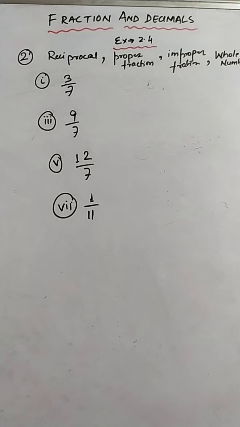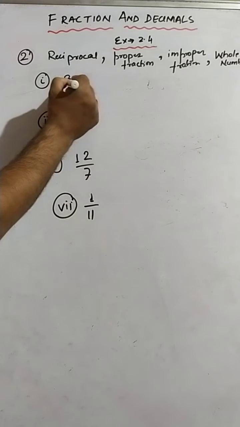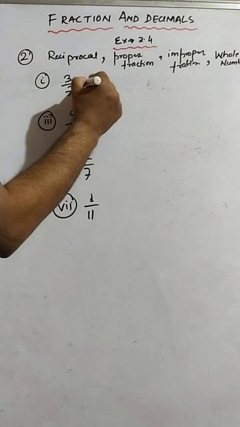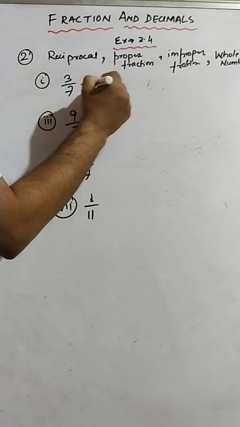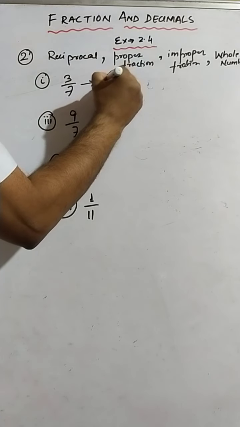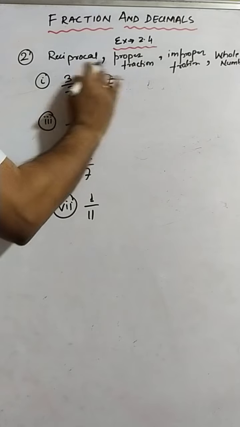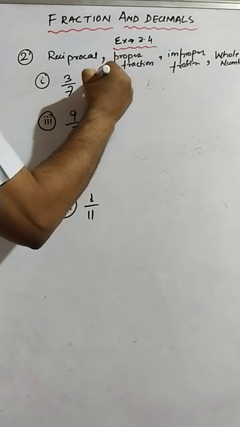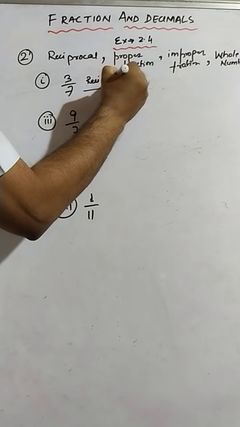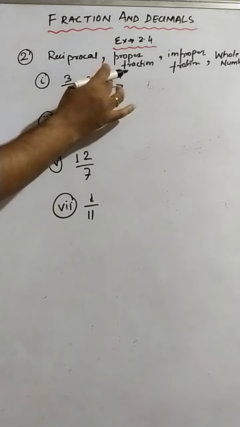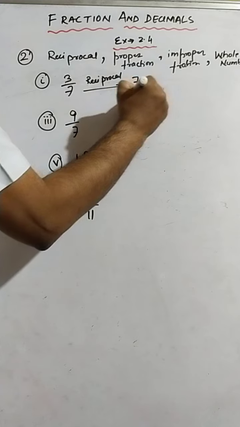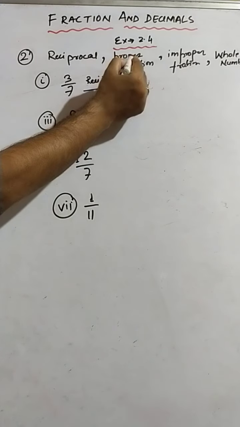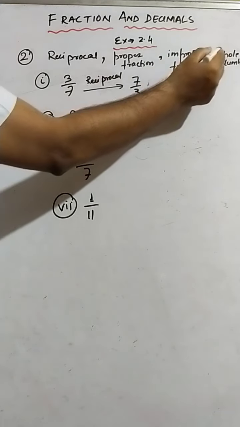This is a simple thing that you have to do. Fine. So if I solve this one, 3 by 7, the reciprocal of this one is what? The reciprocal would be 7 by 3, isn't it? So you will write not like this, we'll give an arrow like this. Okay, we'll write reciprocal. So 3 by 7 reciprocal is what? 7 by 3. Now this 7 by 3 is a proper fraction or improper fraction or whole number.